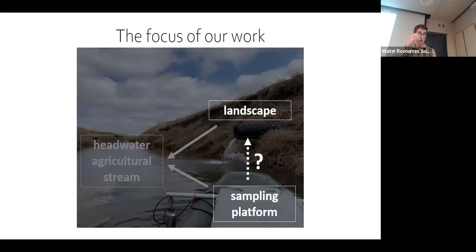So, we see this in Crane Creek. And so we want to look further at this connection between the data that we're collecting using our sampling platform and the landscape, to try to use it to get a better understanding of the processes that are happening. So, can we really quantify the effect that the landscape has on water quality at this really high spatial resolution?